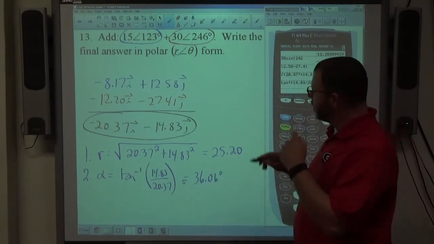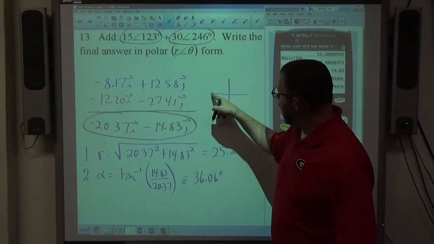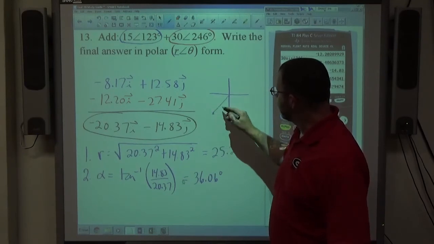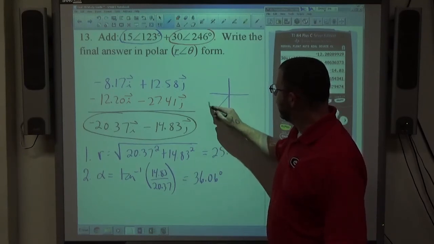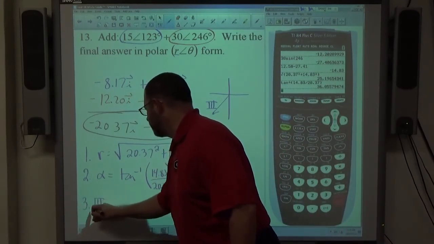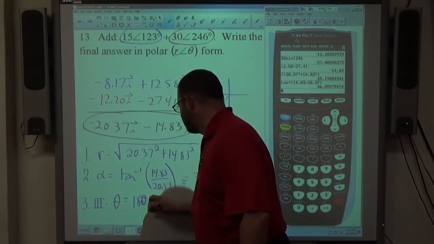As far as step 3 is concerned, now we're worried about the quadrant. If I've got negative i and negative j, that puts me left and down into the third quadrant somewhere. That's the vector I'm looking at. I'm in the third quadrant. So in the third quadrant, theta is equal to 180 plus alpha.